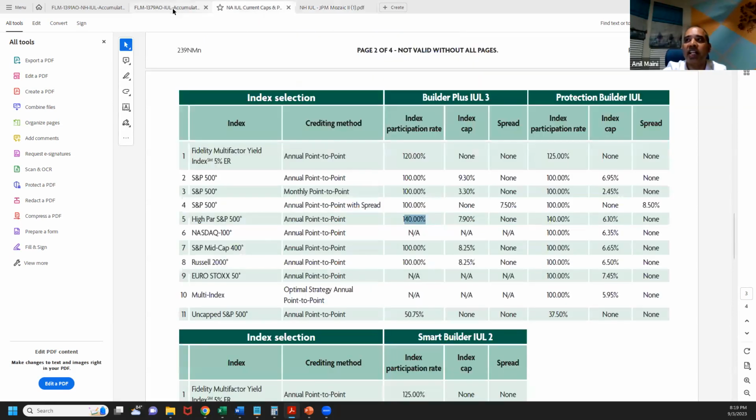So these are the considerations. This is how you compare the IULs between different companies. So these are the participation rate and availability of indexes for North America.